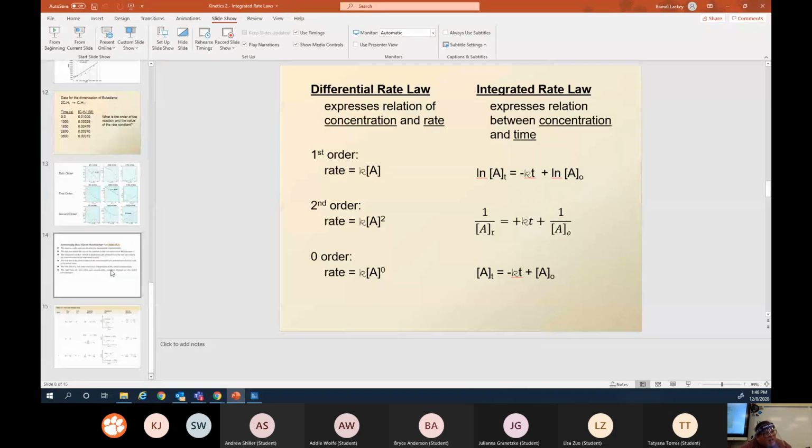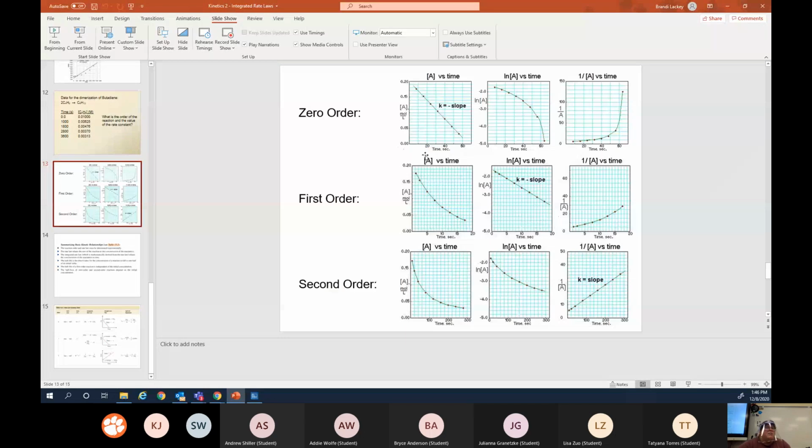I think I had one more slide. Maybe. No, I had a couple more slides. But this kind of shows you the graphs, so kind of what we went over. So for zero order reactions, remember, the straight line is going to be whenever it's concentration versus time, and K is equal to the negative slope. So remember, you're going to have to change the sign of the slope to get your K value for zero order.